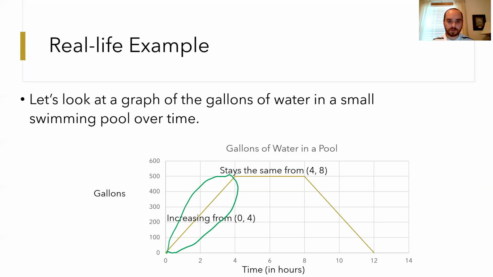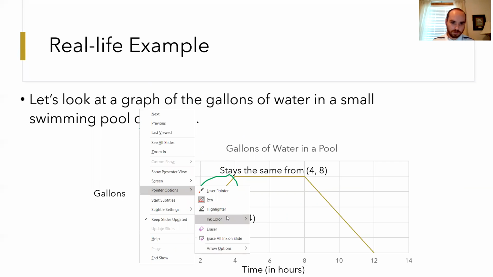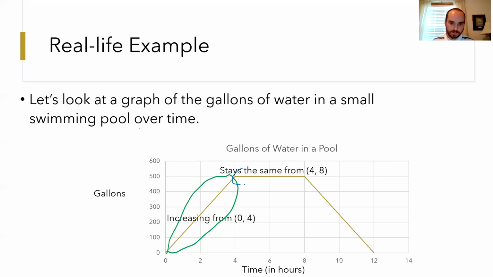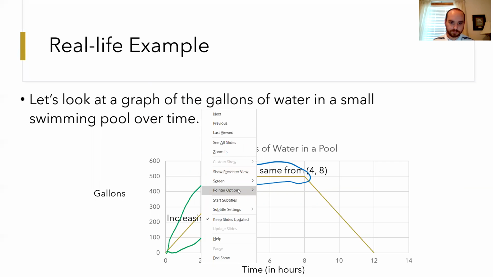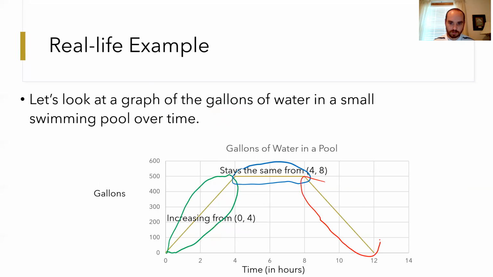So it's neither increasing nor decreasing. Let's maybe do that in blue, I think. Yeah, let's go like that. And then on the other side, it is going to be decreasing. So that's from here to here. So from 8 to 12. And these are all x points, just in case: this is x1, x2, x3, and x4.